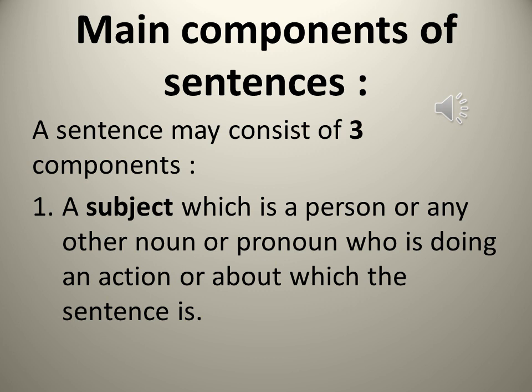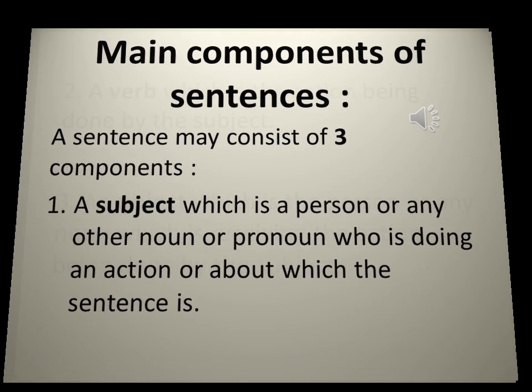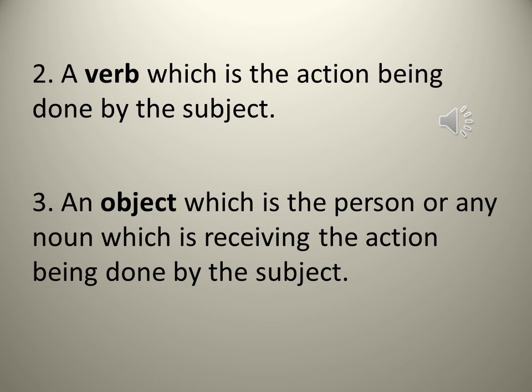Now let's discuss the main components of sentences. A sentence may consist of three components. Number one is a subject, which is a person or any other noun or pronoun who is doing an action or about which the sentence is. The second one is a verb, which is the action being done by the subject. Third, an object, which is the person or any noun which is receiving the action being done by the subject.